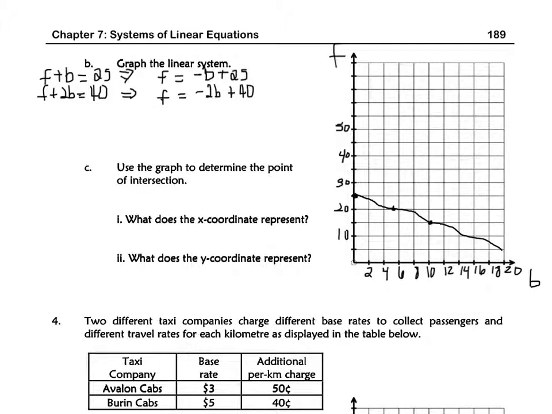And the next equation has a y-intercept of 40. And the coefficient in front of your B is -2, so that's a slope of -2, or -2/1. So if I go down 10, then I'd have to go right 5.